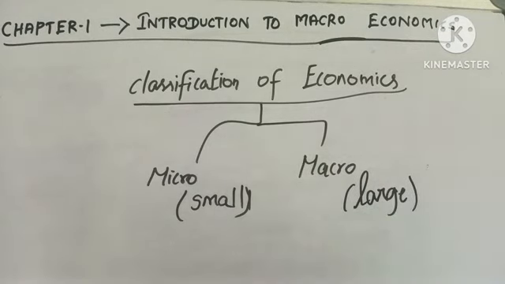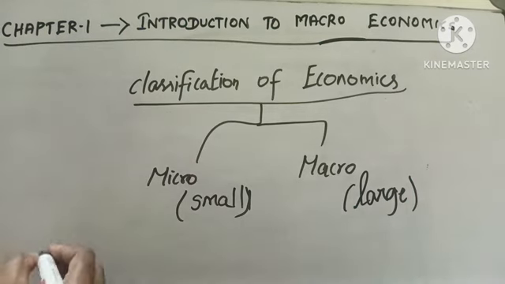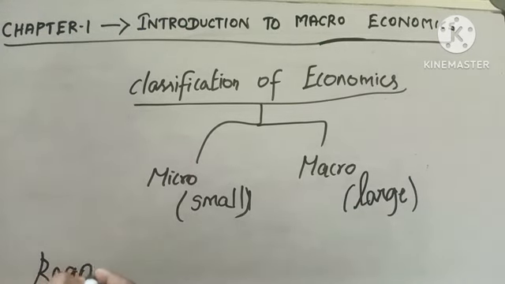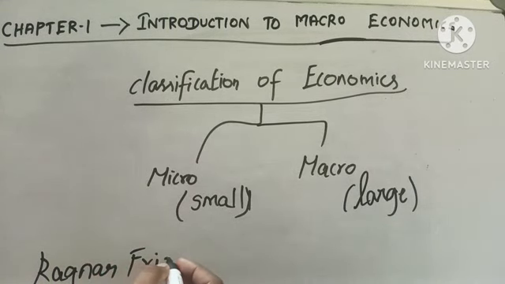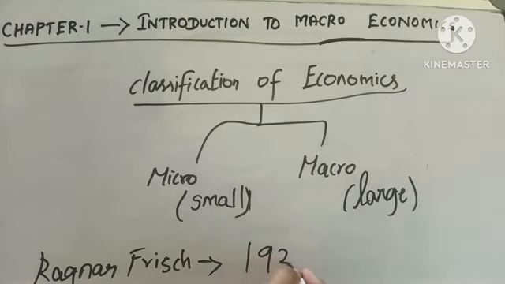Ragnar Frisch, a Norwegian economist, coined the words micro and macro in the year 1931. This is very important. Underline this point from page number 1.